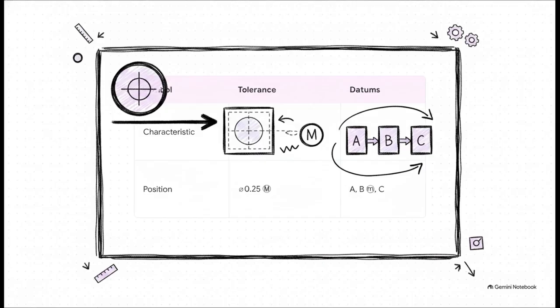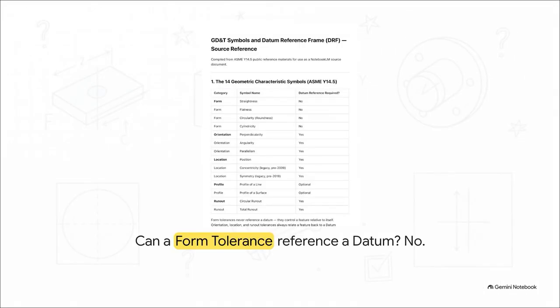First, check the geometric characteristic symbol. Second, check the tolerance zone and any material condition modifiers, like maximum material condition. Finally, check the datums to ensure they are in the exact correct order of precedence. It's really that systematic. Let's do a quick pause and spot micro quiz using our 14 symbols reference table.